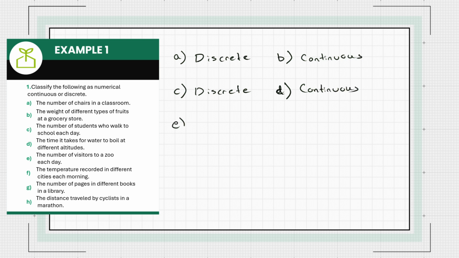Alright, let's look at E. So the number of visitors to a zoo each day. Again, each visitor is a person, and people can't be separated into fractions of themselves, so this is discrete. For F, the temperature recorded in different cities each morning, again, is going to be continuous.